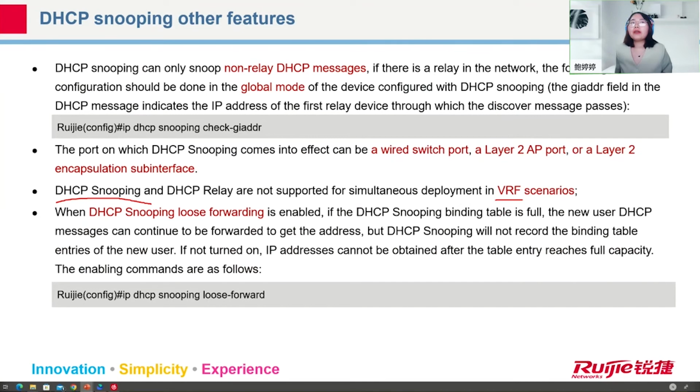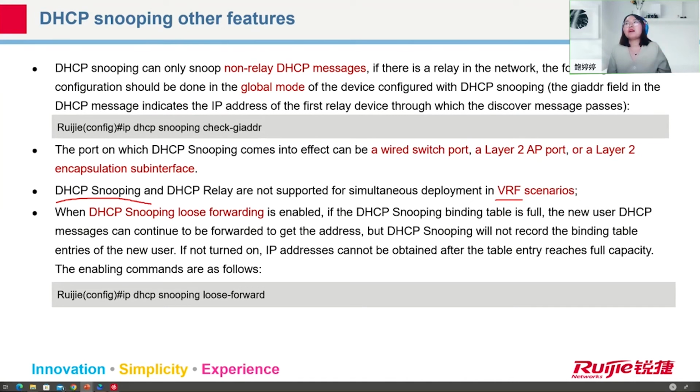And another very important one is DHCP snooping loose forwarding. We say if you enable DHCP snooping in your switch, it will build a DHCP snooping table, right? When you forward the message, I will check the table. The source MAC address and the client MAC address should be the same or not. If the information is the same, I will continue to forward. Otherwise, I will discard.